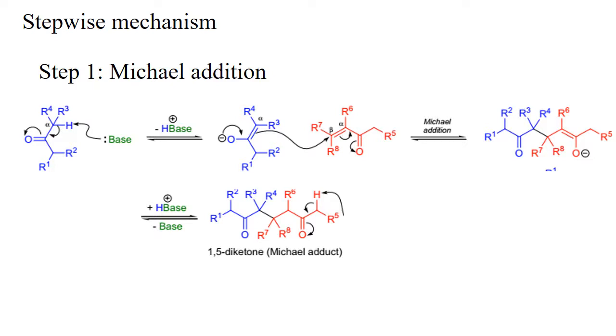So this enolate acts as a Michael donor, and this conjugated carbonyl compound is acting as a Michael acceptor, and this is another enolate ion. This enolate ion picks up a proton from the base and releases the base to catalyze another reaction. The product of the Michael addition step is a 1,5-diketone. See this one, this is 1,5-diketone, and this is Michael adduct.